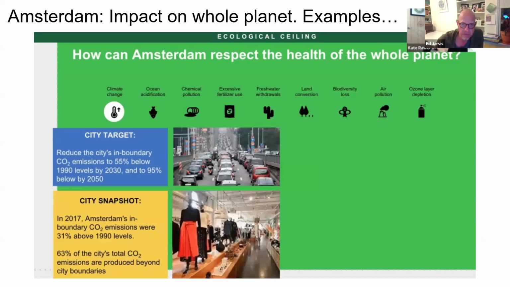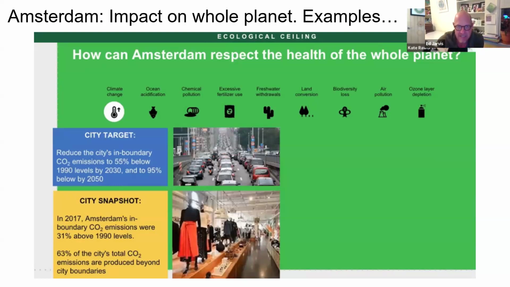What they found when they looked at the data, and again, the data could be better, but this is what they got in 2017: Amsterdam's in-boundary CO2 emissions were 31% above 1990 levels. So the carbon emissions that they're creating within the city have gone up dramatically. Well, what are you going to do about that then? Is the next question. How do we act on that?